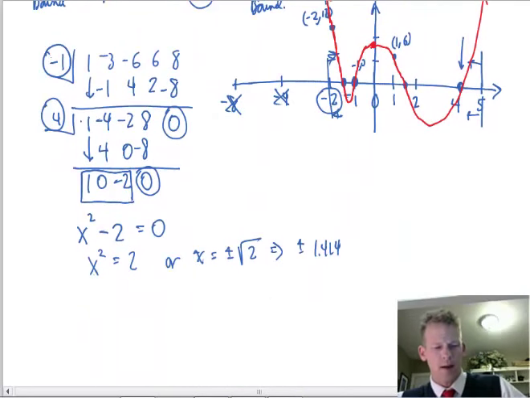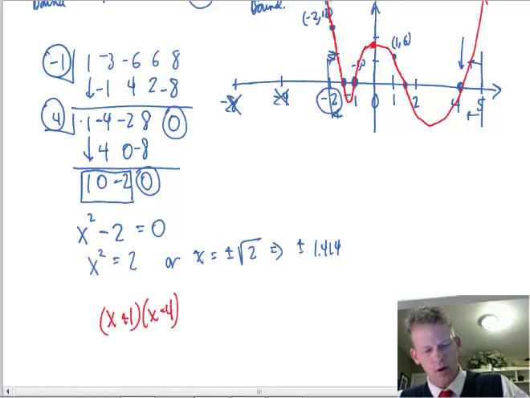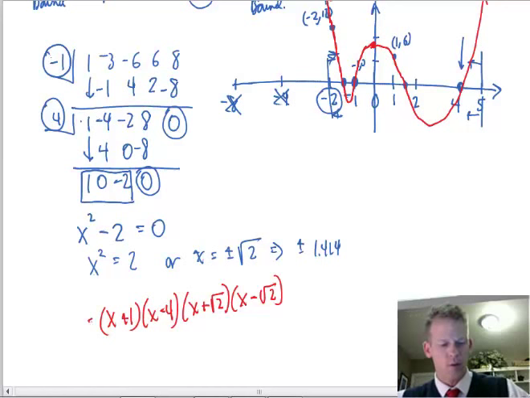All my factors would be x plus 1, x minus 4, and x plus root 2, and x minus root 2 as my 4 terms for my function.